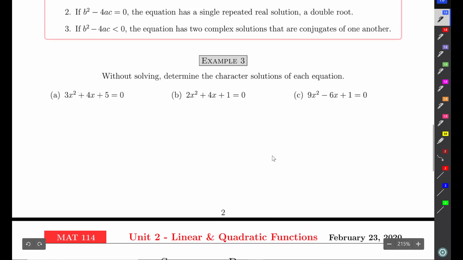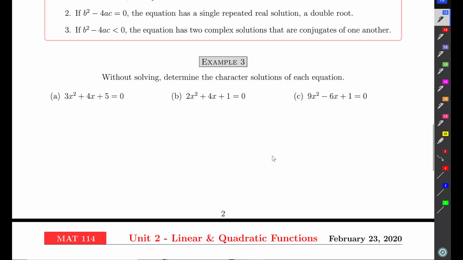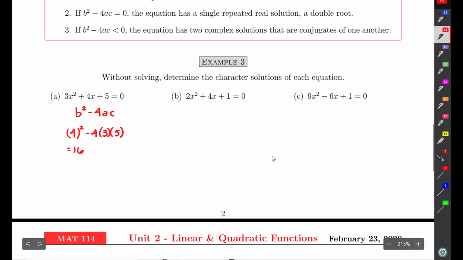And for example 3, which is the last example in this set of notes, we're just going to determine the character of the solutions for each one of these problems. So we're only interested in the discriminant. We don't have to have the square root, sorry. It's just b squared minus 4ac. And we just want to evaluate that and determine, is it positive, 0, or negative? So for part A, we would have 4 squared minus 4 times 3 times 5, which gives us 16 minus 60, which would be negative 44.